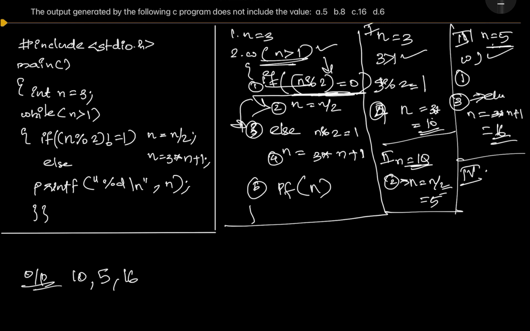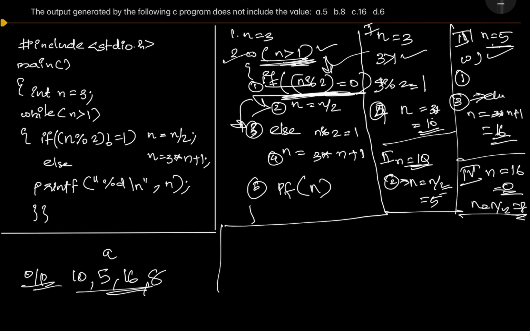In the fourth iteration, n is 16 and n is greater than 1, right? And n mod 2, the remainder is 0. It's an even number, so n will be n by 2, that is 8. The next output is 8. From here itself we can find the answer. This is option A, option B, and option C, so those three options are eliminated. So the answer will be option D.